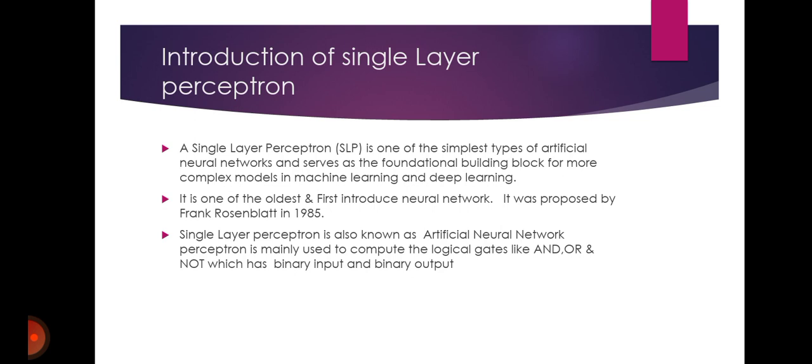Introduction of single layer perceptron. It is one of the oldest, first introduced neural networks. It was proposed by Frank Rosenblatt in 1958. Perceptron is also known as an artificial neural network. Perceptron is mainly used to compute logical gates like AND or NOR, which have binary inputs and binary outputs. Single layer perceptron is one of the simplest types of artificial neural network and serves as a foundational building block for more complex models in machine learning and deep learning.